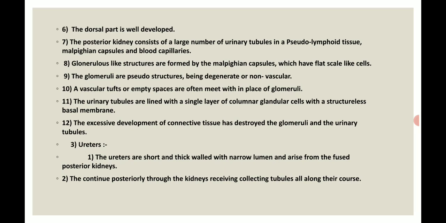The urinary tubules are lined with a single layer of columnar glandular cells with a structureless basal membrane. Then the excessive development of connective tissue has destroyed the glomeruli and the urinary tubules.